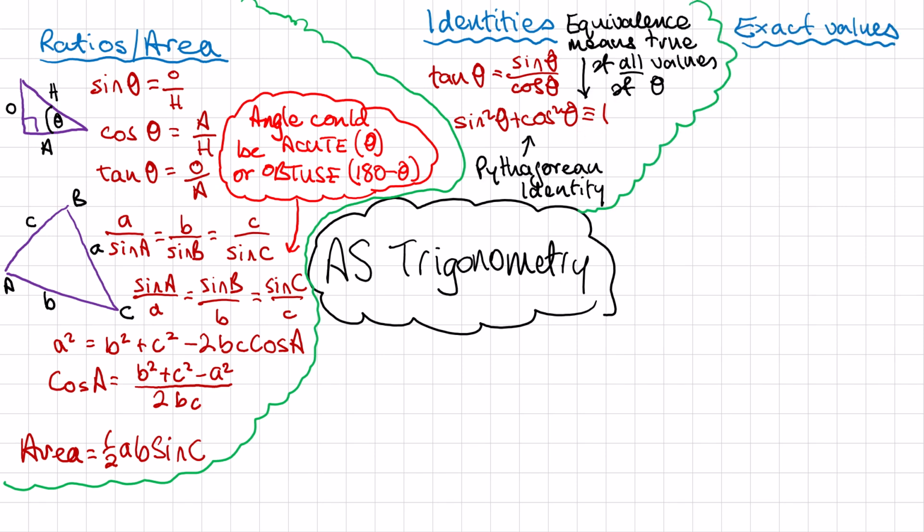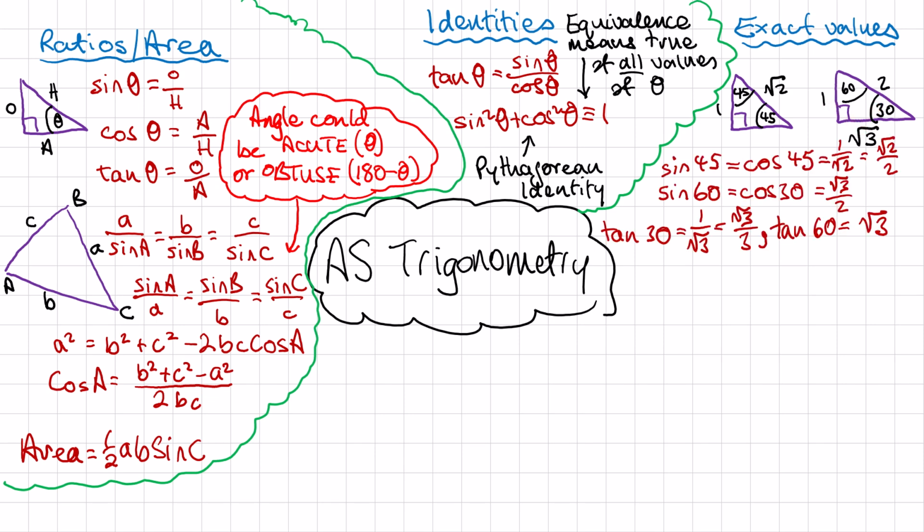Next we're going to look at how we can work out some exact values for sine, cos and tan, and these exact values are just based on these two triangles here: an isosceles triangle with sides 1, 1 and root 2, and a triangle here with angles of 30 and 60 and sides of 1, root 3 and 2.